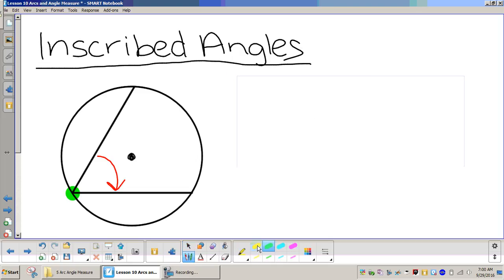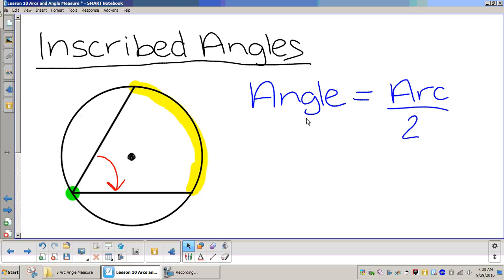So this angle creates an arc, just like our central angle did. The relationship is a little bit different. The angle is equal to the arc measure divided by 2. So if I know the arc measure, I can divide it by 2 and it'll tell me how big that inscribed angle is.